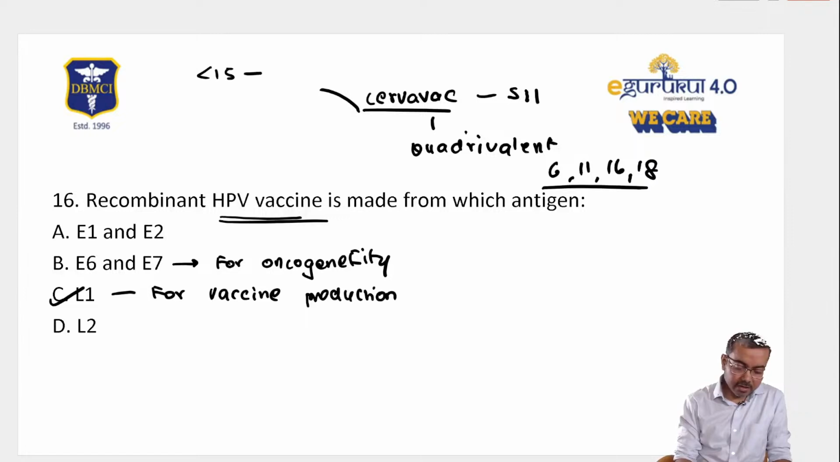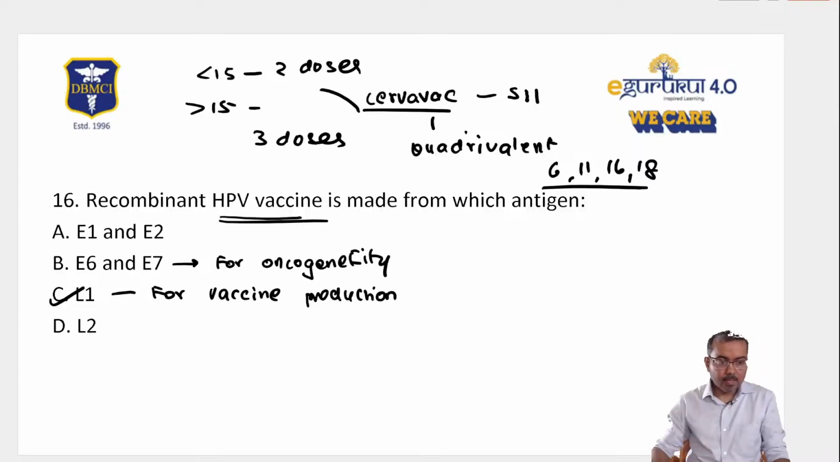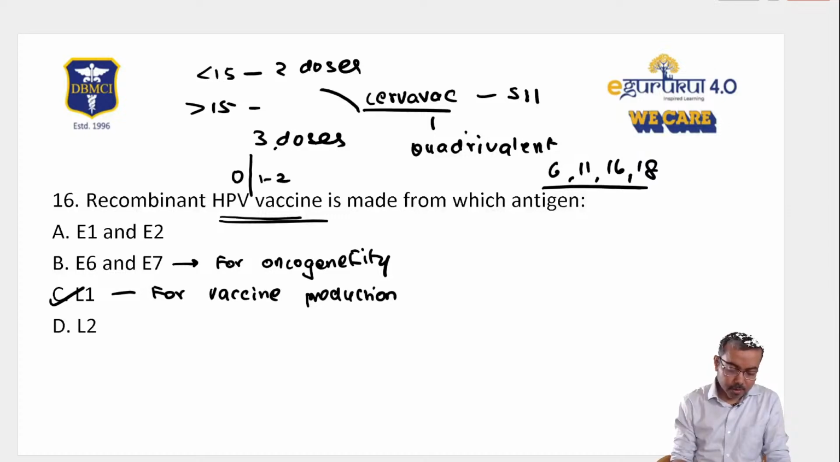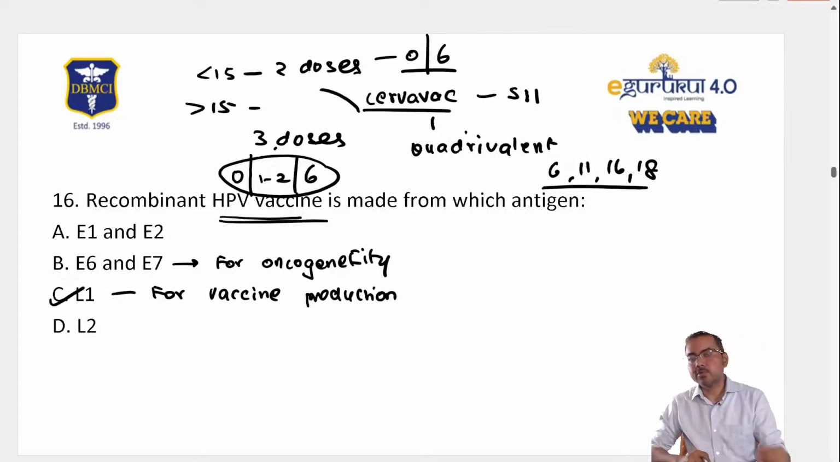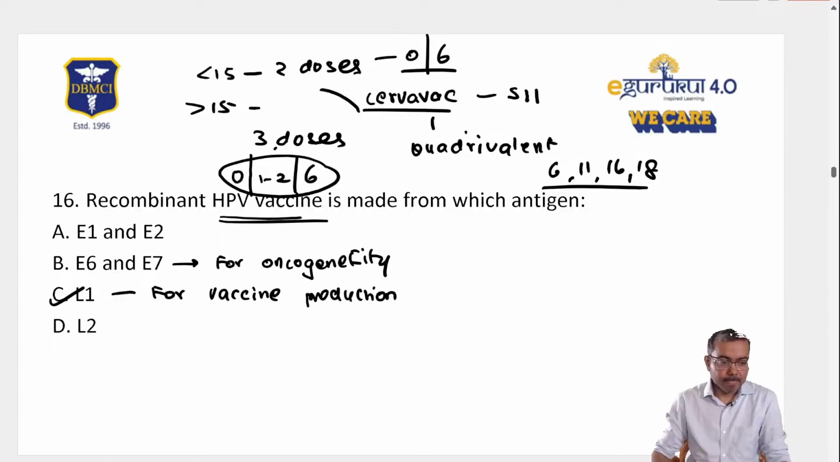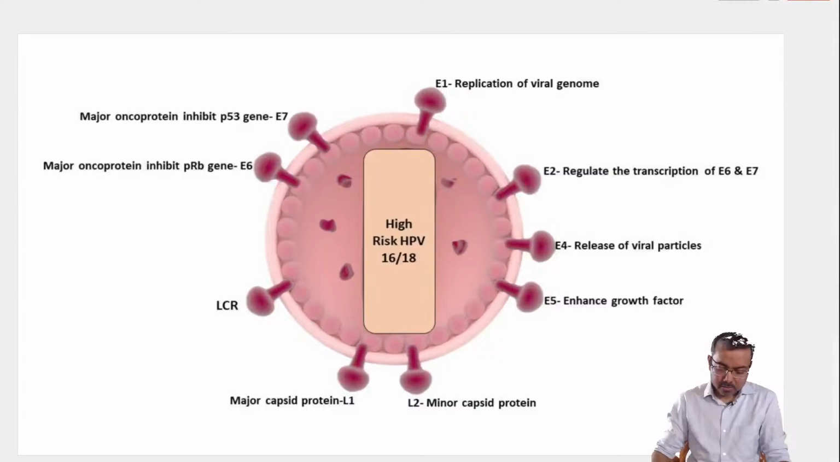Less than 15 years, give 2 doses. After 15 years, give 3 doses. In 3 doses, it's going to be 0, 1 to 2 months, and 6 months, and 2 doses is directly 0 and 6 months. Okay, clear? All right.